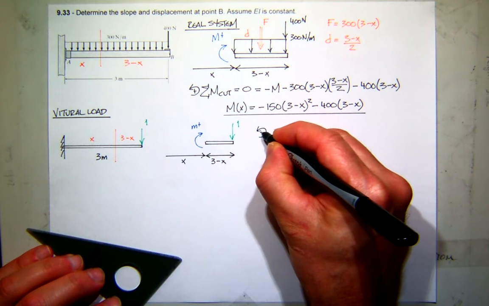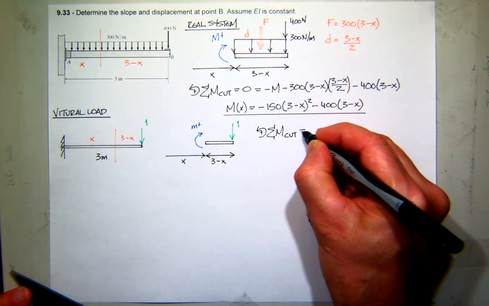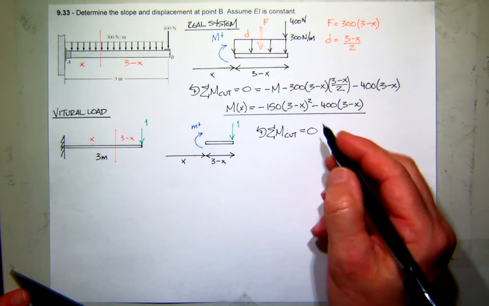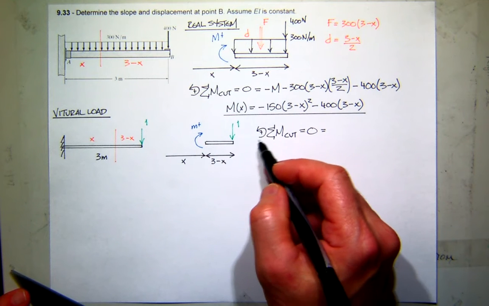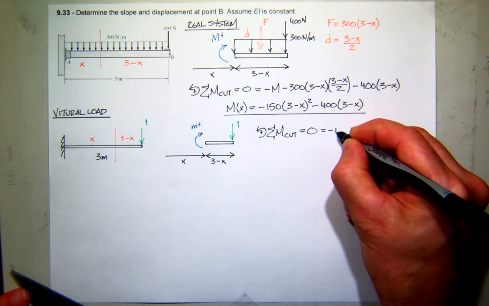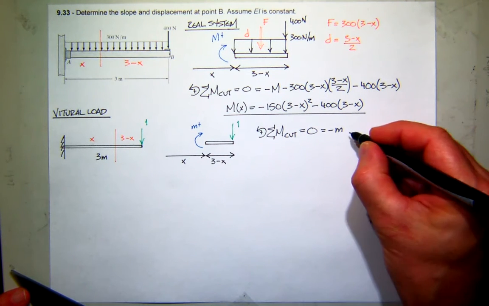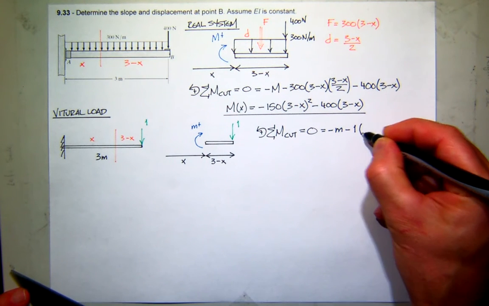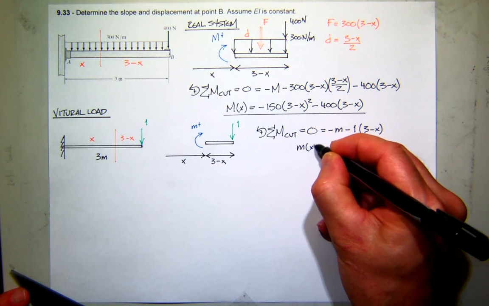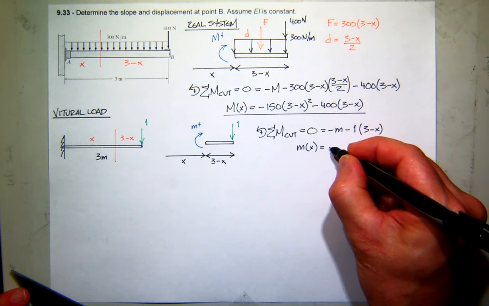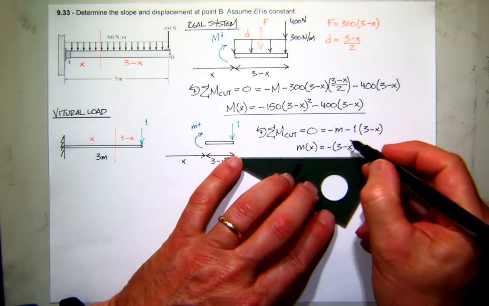So let's sum moments there. Using right-hand rule, we'll sum moments at our cut. Make sure it's in equilibrium. So our virtual moment is a positive or negative moment with this sign convention? It is negative. About the cut, the virtual load creates positive or negative moment? Negative. So it's a force of 1, a distance of 3 minus x. So it looks like my virtual moment is equal to, I'll just leave it negative 3 minus x. It could be x minus 3.